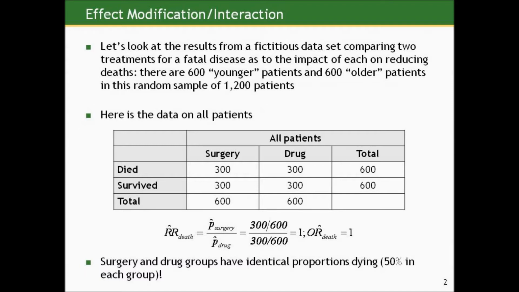And we can see, if you actually go through this example numerically, the relative proportion of persons dying in both the surgery and drug groups is identical, which gives us an estimated relative risk of death of 1, an odds ratio of 1, and a risk difference, I didn't show it here, P1 hat minus P2 hat, of 0. So if we looked at everyone altogether, it appears there's no advantage of one treatment over the other in terms of preventing death. But let's look at the younger patients only.